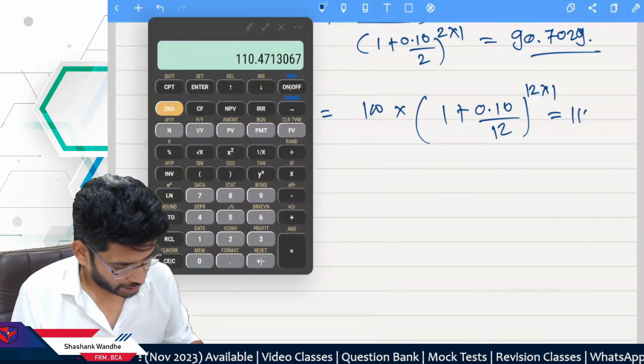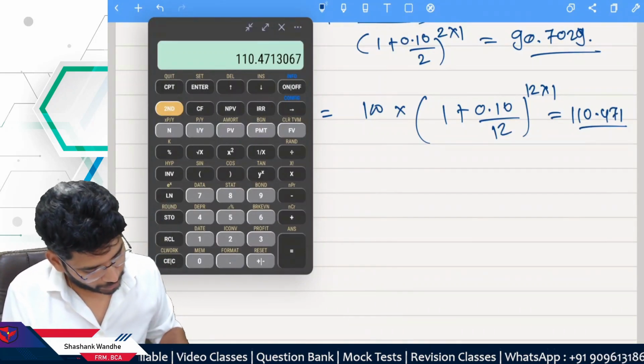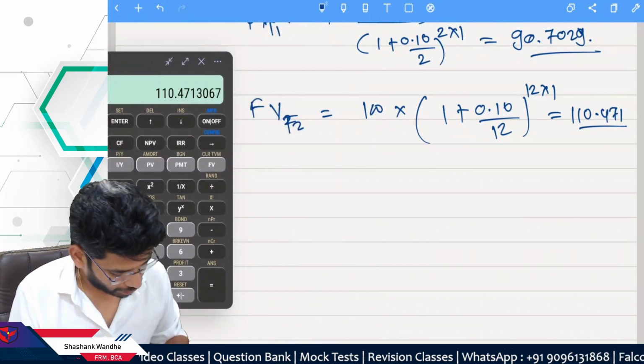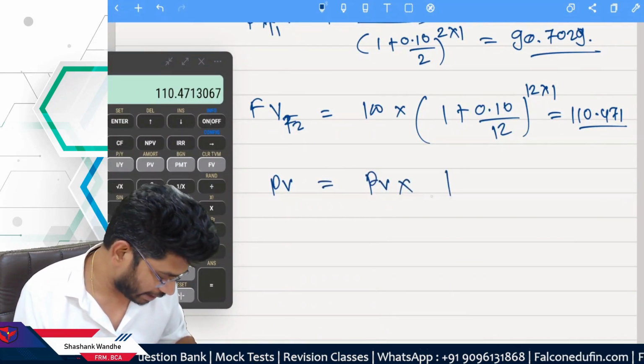The answer is 110.471, like this. Okay, and if I have to do the same calculation in case of the discounting, so present value is equal to future value multiplied by discounting factor.